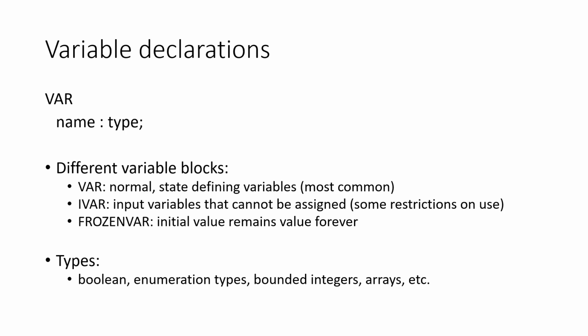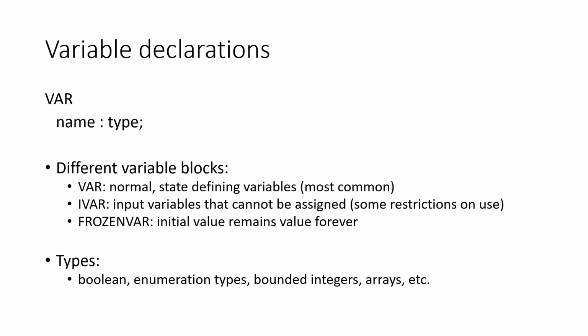And then there's frozen var, which means that these variables will get some initial value, but this initial value that they had remains the value of the variable forever. So it's like maybe some initial configuration that is given to some machine, and that stays with that machine forever. It always behaves according to the initial configuration.